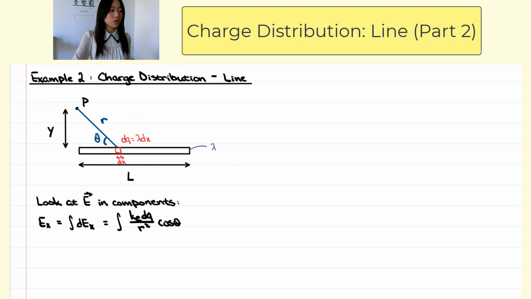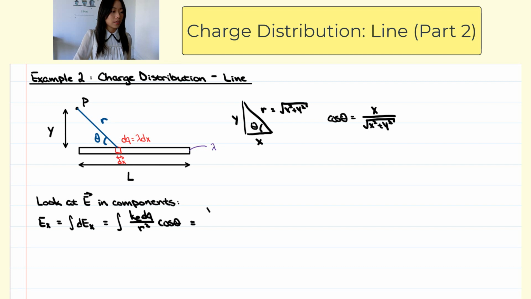We are going to use a similar trick. We draw a triangle. This is my x, this is my y, and the distance from the element to P is r. Using the Pythagorean theorem, it equals the square root of x squared plus y squared. And this is my theta. So cosine theta equals adjacent over the hypotenuse, which is x over the square root of x squared plus y squared. Then we can substitute the r and cosine theta into the integral.